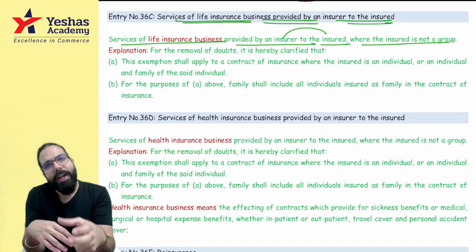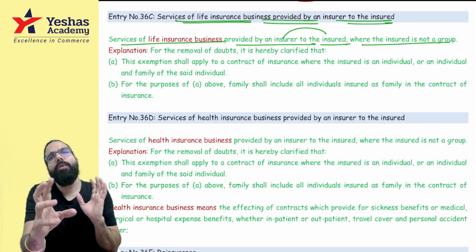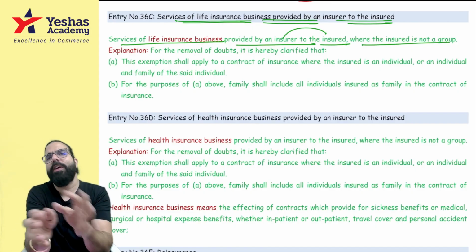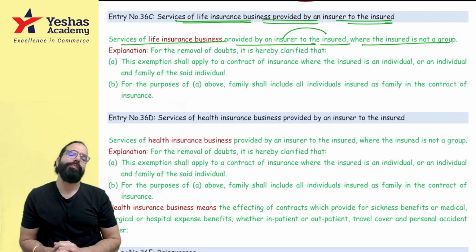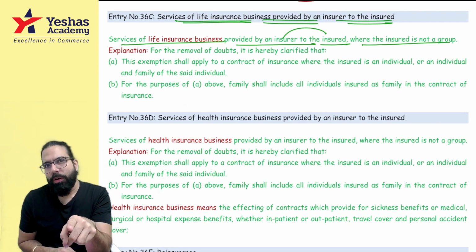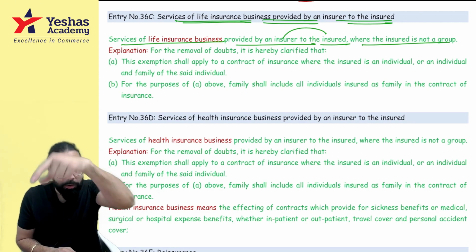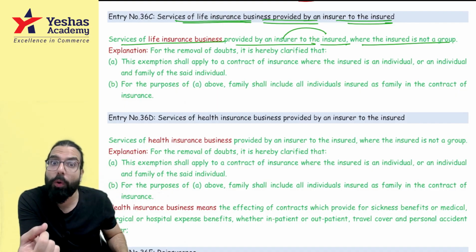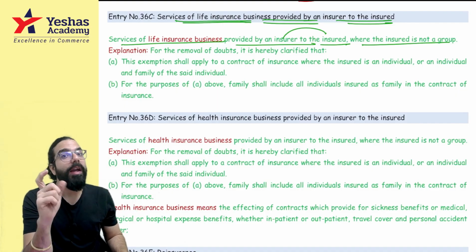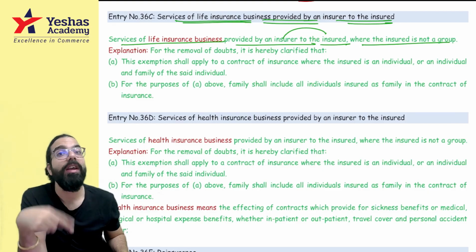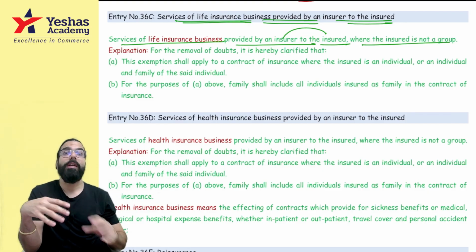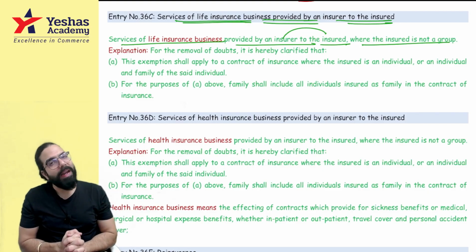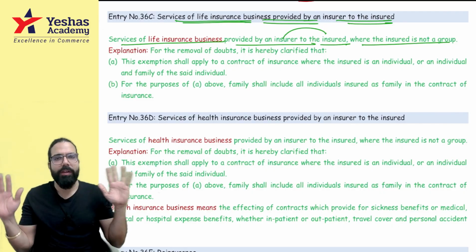Remember one thing: individual, and individual along with family. If I give life insurance and health insurance, there is no GST. Suppose Jitin says, for all my employees, I want life insurance or health insurance. If I do the insurance of a group, then I will charge GST. Individual and family, no GST. If I do the insurance of the whole group, then I will charge GST. That's all the change.